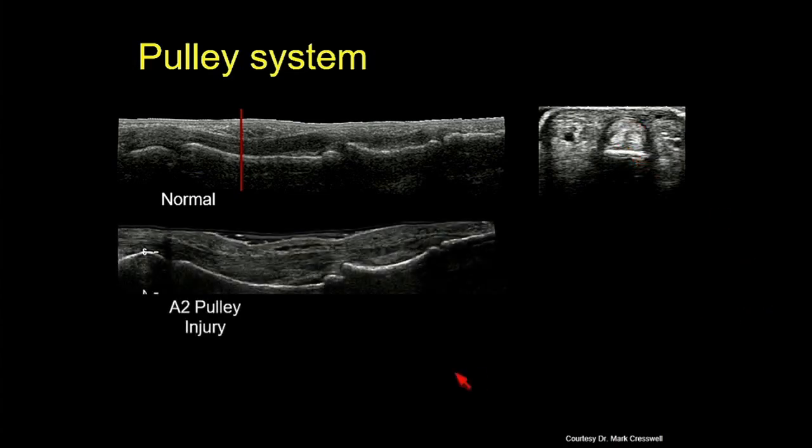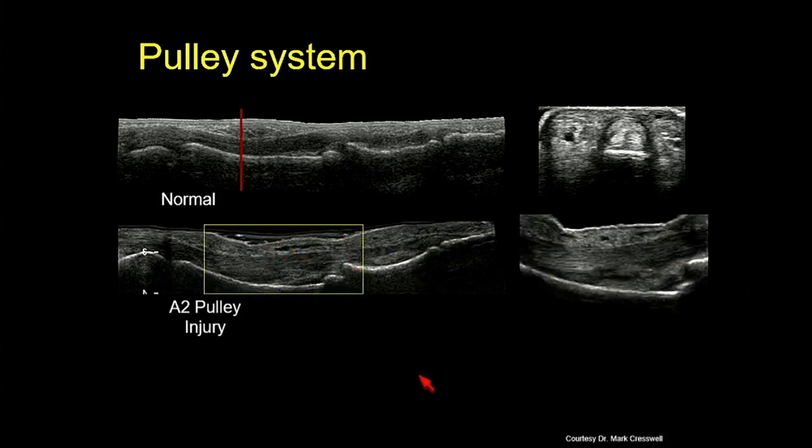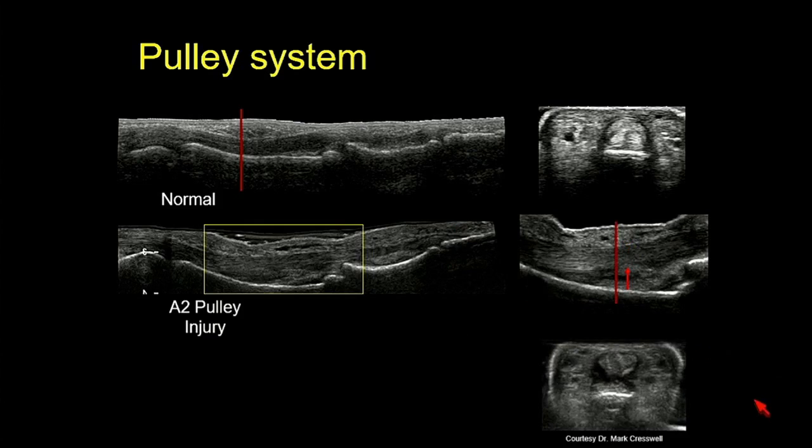Here's a rock climber who has an A2 pulley injury. I'm just going to magnify this area up here that's outlined in the yellow rectangle. And you can see what's happened here now with the pulley tear is the tendon is now elevated from the underlying bone. So it's now bowstringing. And just an axial image right through that area, you can see here now the tendon is elevated from the underlying bone, and you don't see the pulley attaching anymore to the bone.